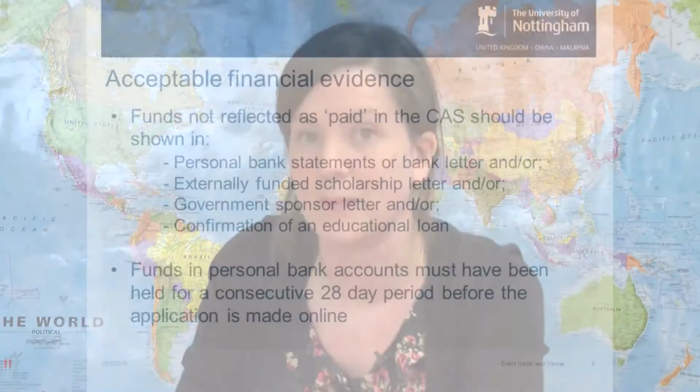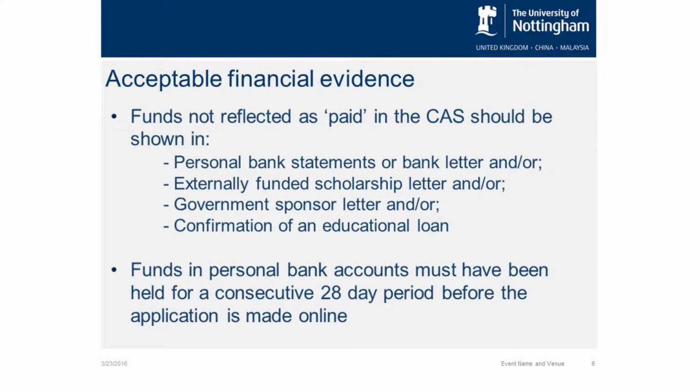Well, funds that are not showing as paid in your CAS can be shown in one of the following methods: personal bank statements or a bank letter, an external scholarship letter, a government sponsor letter, or in some cases an educational loan letter. They are all acceptable financial evidence. The key thing is that financial evidence showing in a bank account needs to have been held for a consecutive 28-day period before you apply for your visa application online.